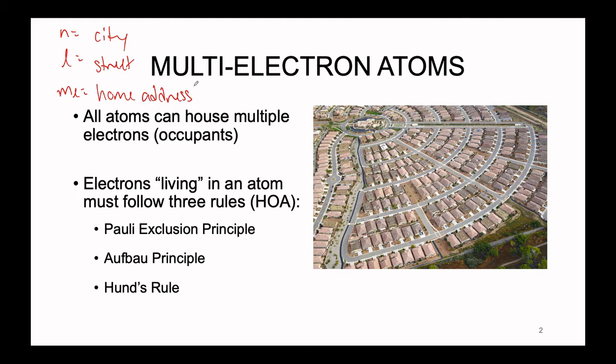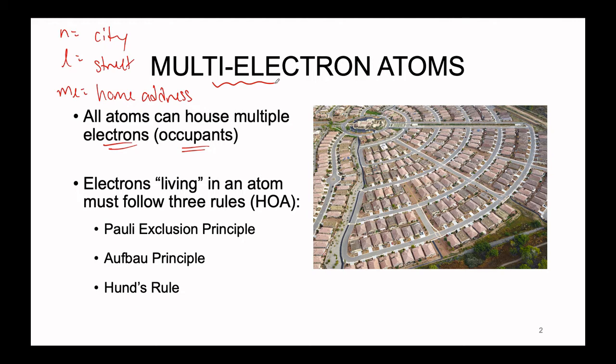In addition, we also introduced the notion that the electrons are the occupants inside of these houses. Well, all atoms can occupy multiple electrons. These we call multi-electron atoms. It's a pretty straightforward name, right? Multi meaning multiple. We have multiple electrons in these atoms, aka houses. We're going to build off of that analogy, and the new addition is that if these electrons are living in these houses, then the houses are also going to have to coordinate in order to construct the atom itself.